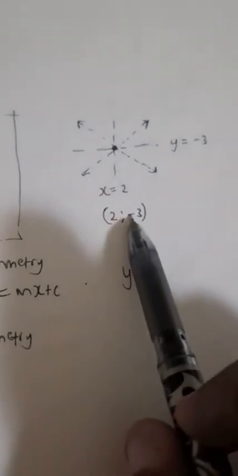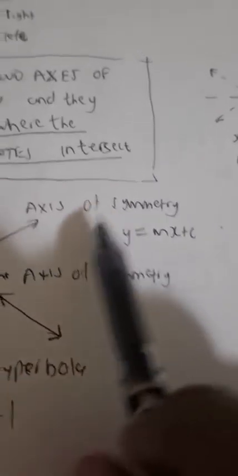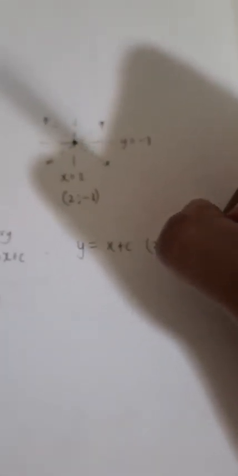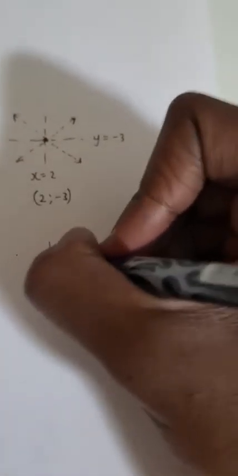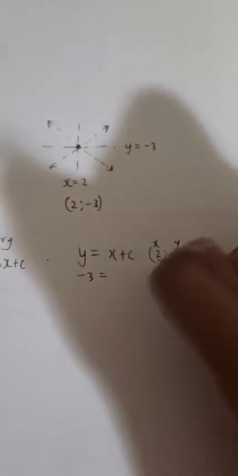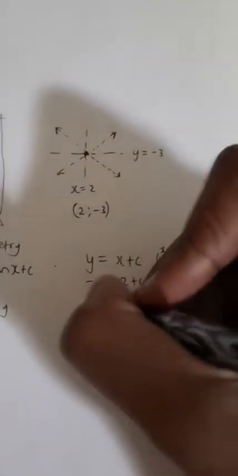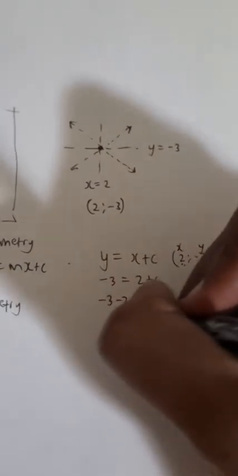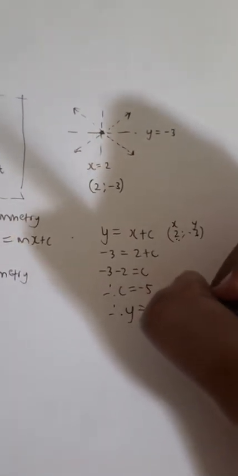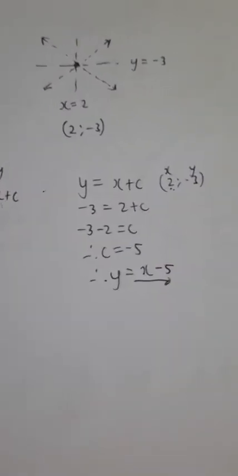So you can use these coordinates and substitute them into the function. Remember, the function will already have the gradient, so you'll have x plus c, and all you do is substitute that 2 and that -3 into this function and find the value of c. This is x, this is y. Substitute 2 here plus c. You transpose. Therefore, c is equal to -5. That would mean that the equation of the positive gradient axis of symmetry will be y = x - 5. Do you see that?